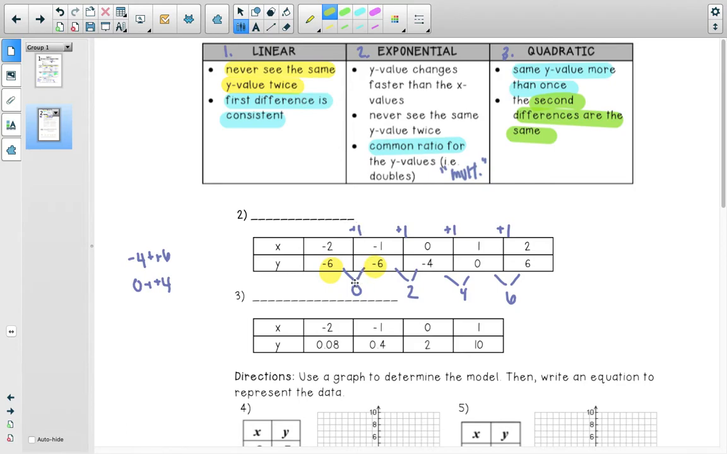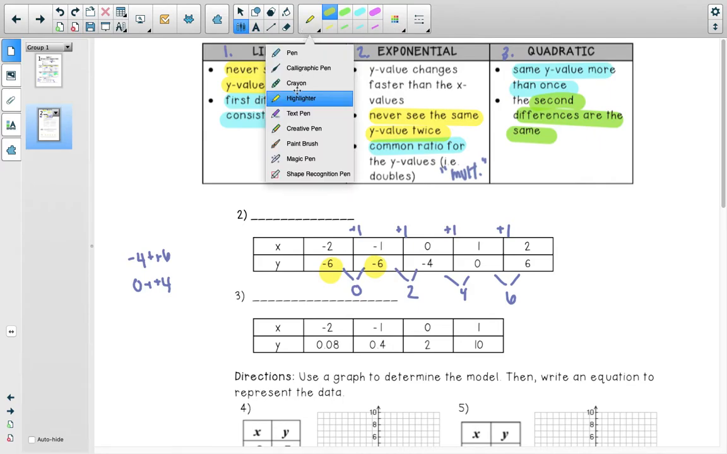Okay? Well, you're able to find the difference of these by subtracting, and they're not multiplying up. So automatically it's not exponential, but it also says never see the same y value twice, and we do. The only one that does allow it to be twice is quadratic, and that's because it's a parabola. So right there, it is proof that this is a parabola.